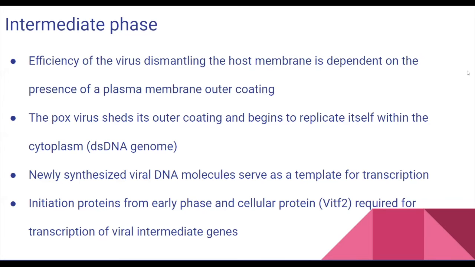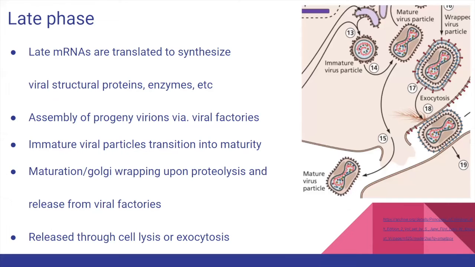For the intermediate phase, efficiency of the virus dismantling the host membrane is solely dependent on the presence of a plasma membrane outer coating. This is where the poxvirus sheds its outer coating and finally begins to replicate itself within the cytoplasm. Newly synthesized viral DNA molecules serve as sort of a template, if you will, for transcription. And this is why the initiation proteins from the early phase and cellular proteins are required for transcription of viral intermediate genes.